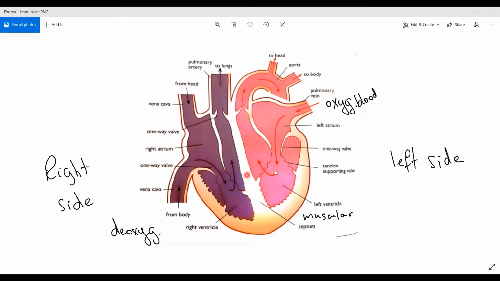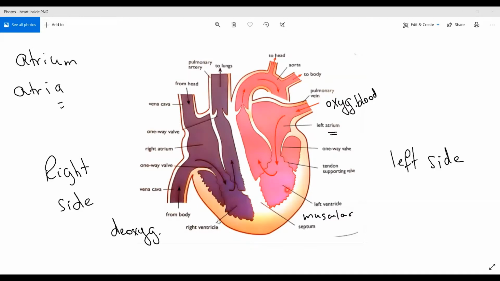Now, this is for the sides. Each side of the heart is divided into two chambers. This is one chamber, this is the other, and this is one chamber, and this is the other one. The upper ones are called the atria. Atrium is one chamber, the upper chamber. Atria is the plural, for both of them. Because this is the left side of the heart, this is the left atrium. And this is the right side of the heart, this is the right atrium.